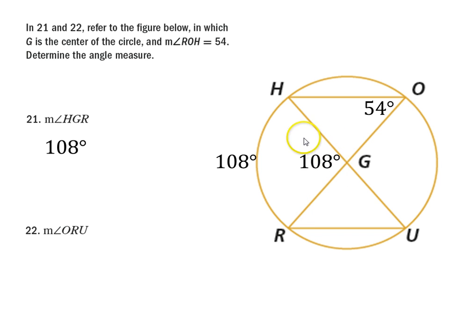I have some information here. I know that this is 108 degrees. Therefore, this angle over here must also be 108 degrees, because these two are vertical angles. This central angle then is 108 degrees. So this arc that it intercepts must also be 108 degrees. Here's the inscribed angle of that same arc that is 108 degrees. So therefore, ORU must be half of 108, which is going to be 54.